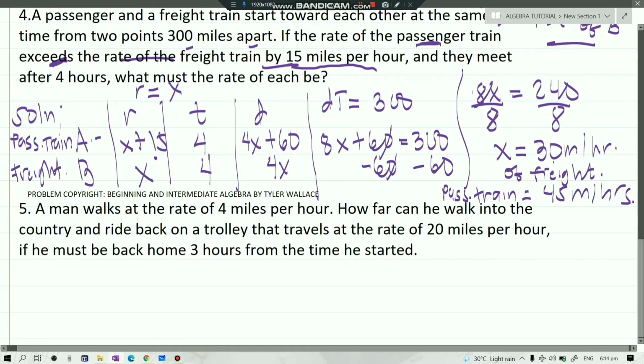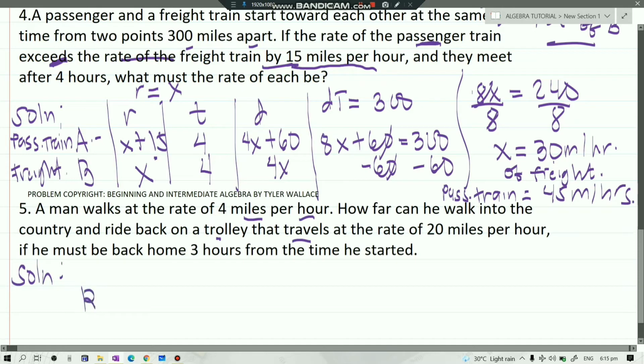Next, problem number 5. Okay? So, a man walks at a rate of 4 miles per hour. How far can he walk into the country and ride back on a trolley that travels at the rate of 20 miles per hour? If he must be back home 3 hours from the time he started. So, gawa ulit tayo ng table.